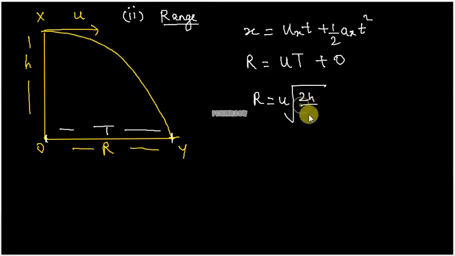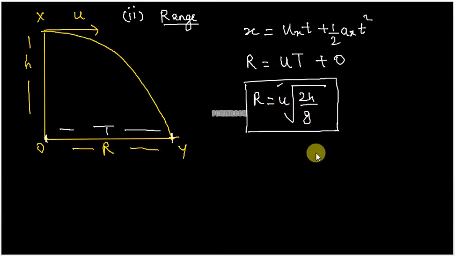So R is just equal to u times T, and T we just found out is root of 2h by g. So how far the object falls depends on two things: the height from which you throw it and the initial velocity, how hard you throw it, like what is the maximum velocity you have given. So if you throw it with a greater velocity, it is going to fall farther away.